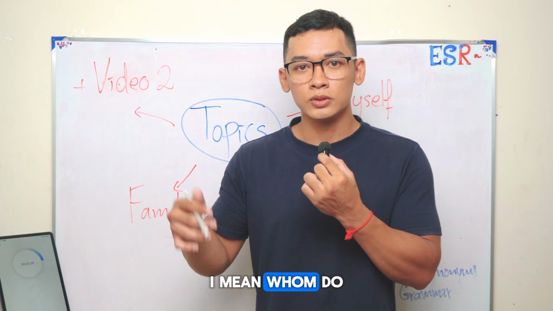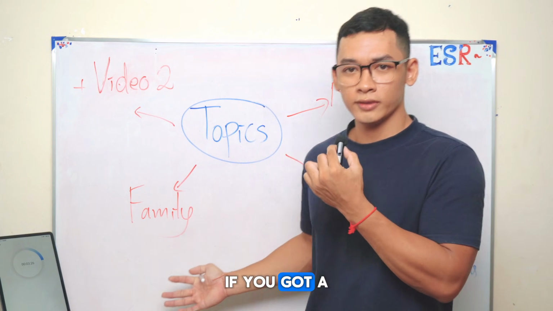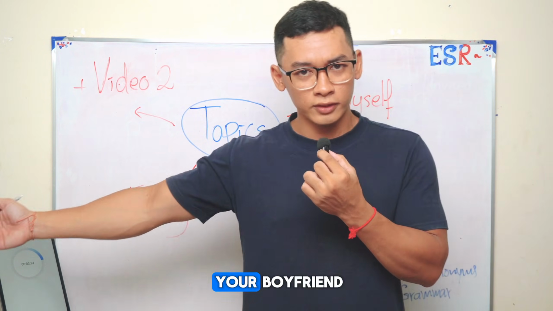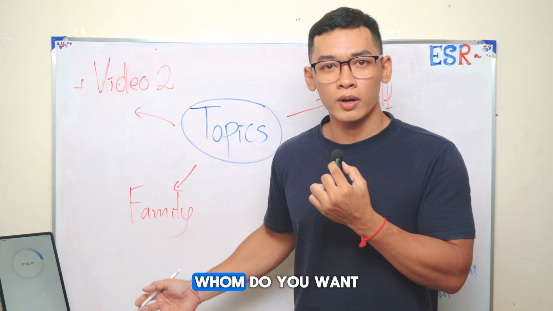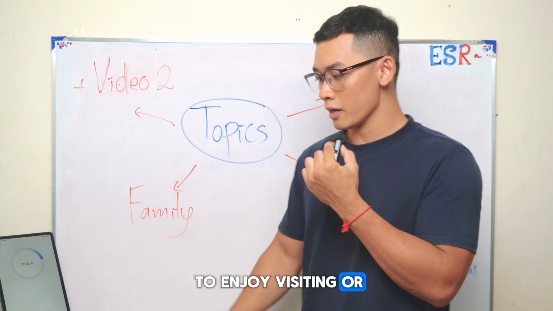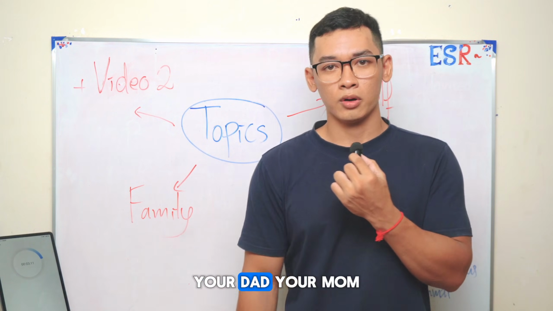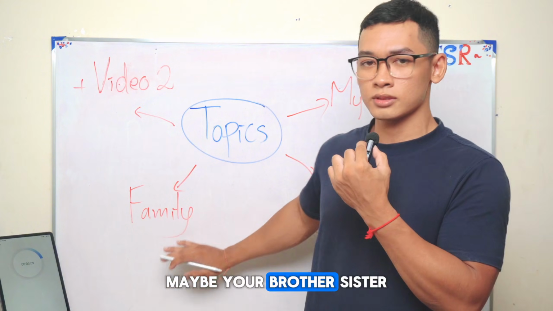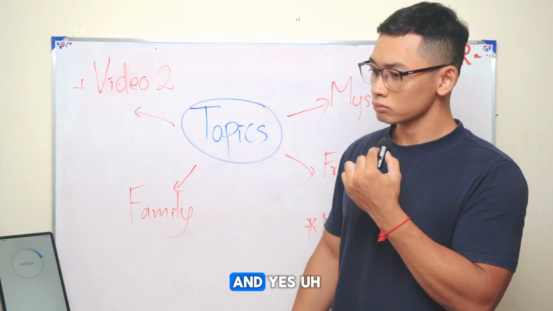I mean, whom do you want to go with? Whom do you want to stay with? If you have a boyfriend or girlfriend, you may go with your boyfriend, your girlfriend. But if you don't have that one, okay, whom do you want to stay with? Whom do you want to enjoy visiting with? That would be your family, your mother, your father, right? Your dad, your mom, maybe your brother, sister, whatever. And this is why I could say that, okay?